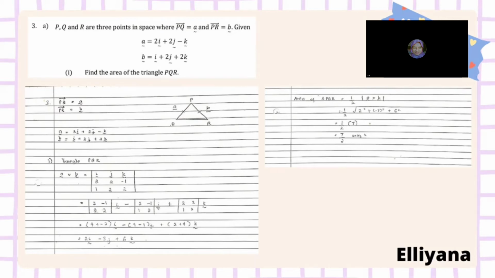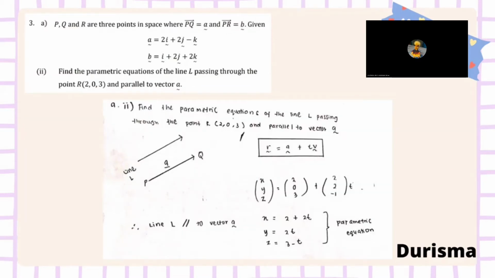Okay, next. Next question is find the parametric equation of the line L passing through the point R, which is 2, 0, 3 and parallel to vector A. Okay, so for this question, we know that line L is parallel to vector A, and the question want to find the parametric equation of the line L.